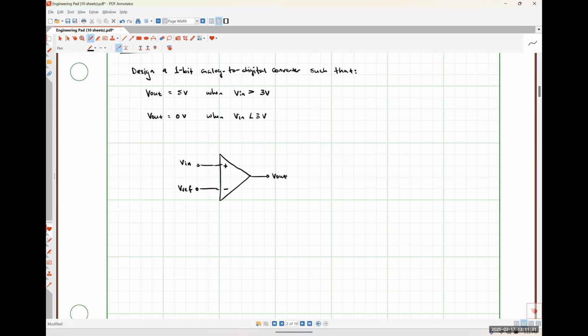So what are my supply voltages going to be? Let's start with VCC plus. 5 volts, because we want our output to be 5 volts when our signal is high. We need to put 5 volts on the positive supply side. What about our VCC minus? 0. So we're just going to ground that side. Okay. So we have a simple ADC.